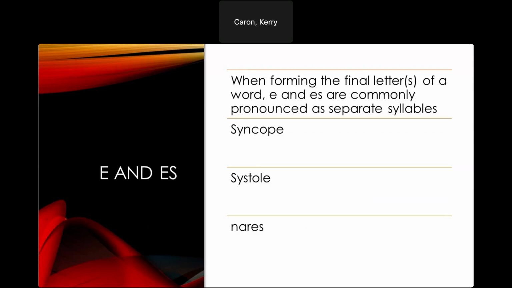Okay. When we have an E or an ES on the end of a word as the final letters, we pronounce them as separate syllables. So this is syncope, three syllables, not syncope. This is systole, three syllables, not systole. This is nares, two syllables.